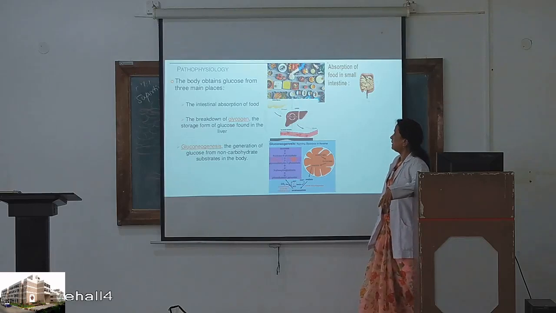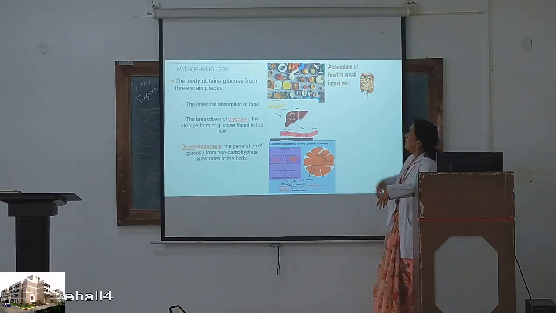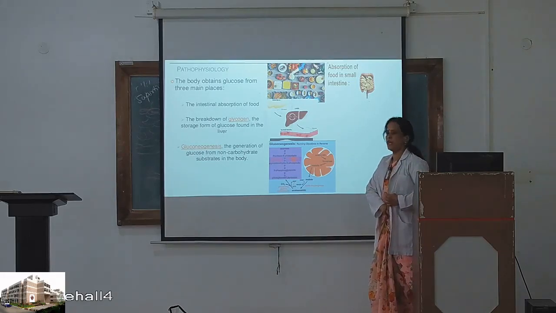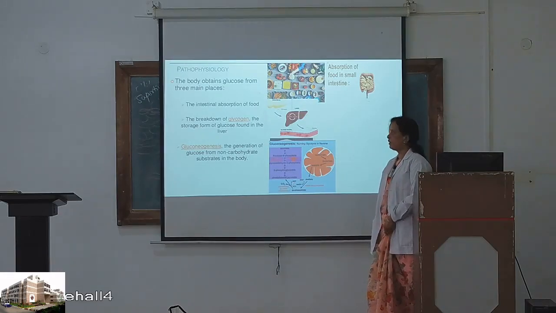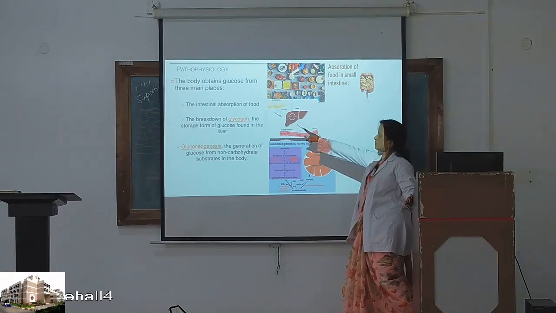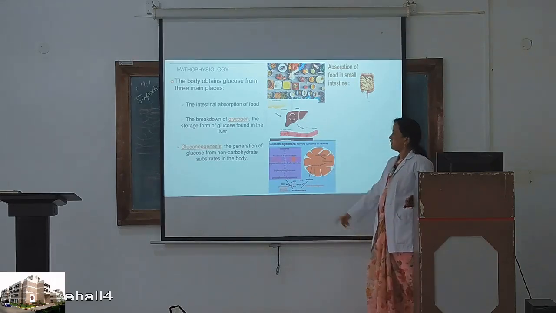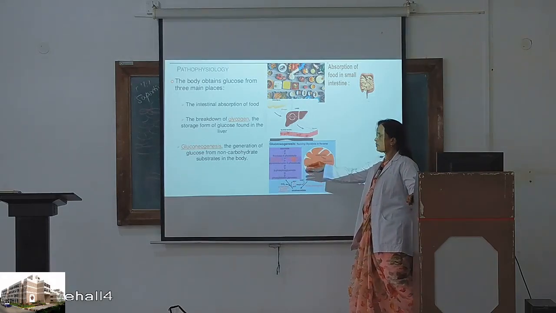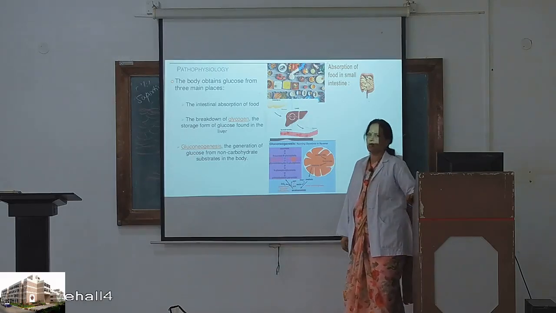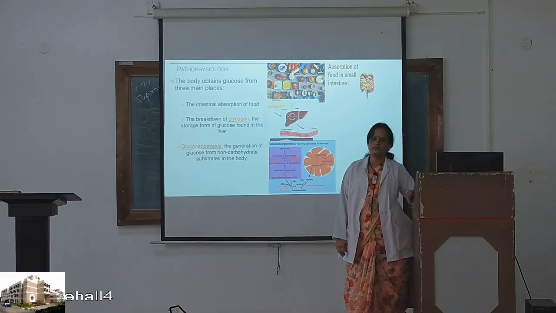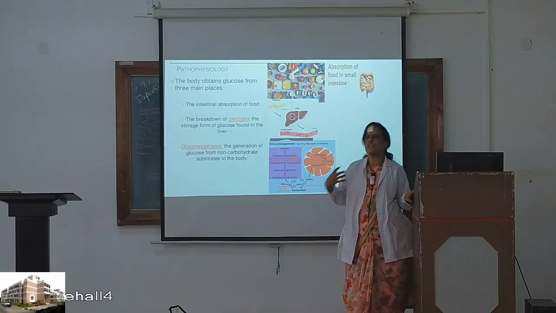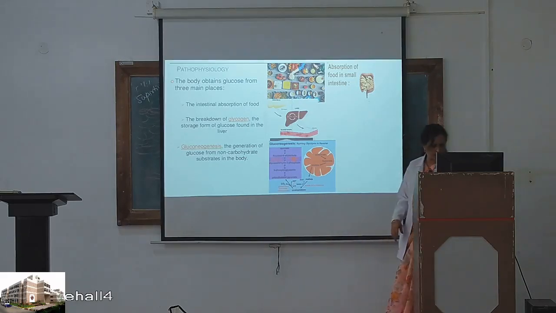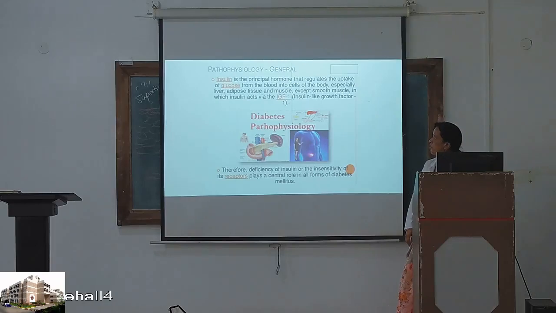So food is one, and what we eat, the glucose gets absorbed in the intestine. Then intestinal absorption of food is one. Then breakdown of glycogen. I was telling you how the liver produces glucose. This is glycogenolysis. Then gluconeogenesis, which is generation of glucose from non-carbohydrate substrates in the body. What happens if you starve continuously for 2-3 days? Do we die? No. The fat depots are utilized to provide energy. So these are the sources of glucose to the body.